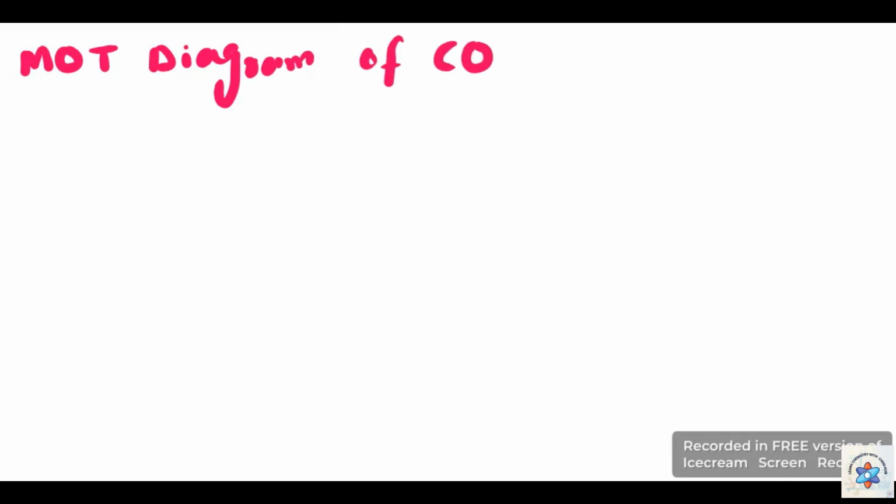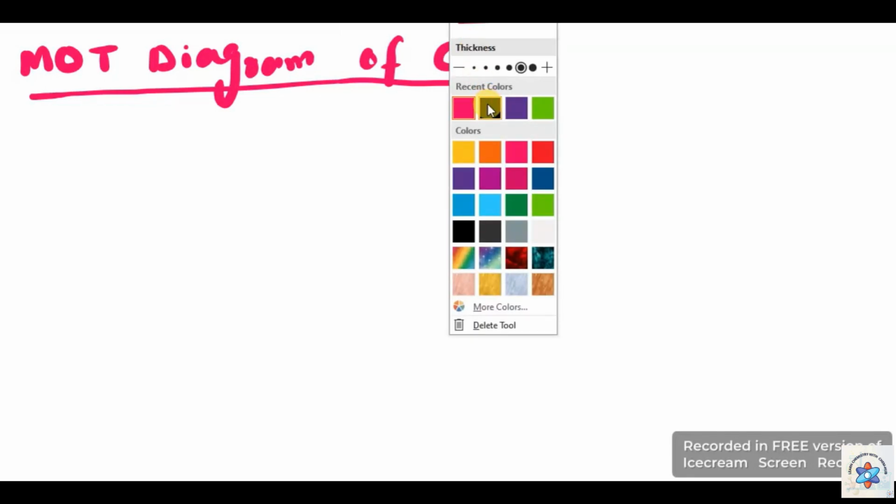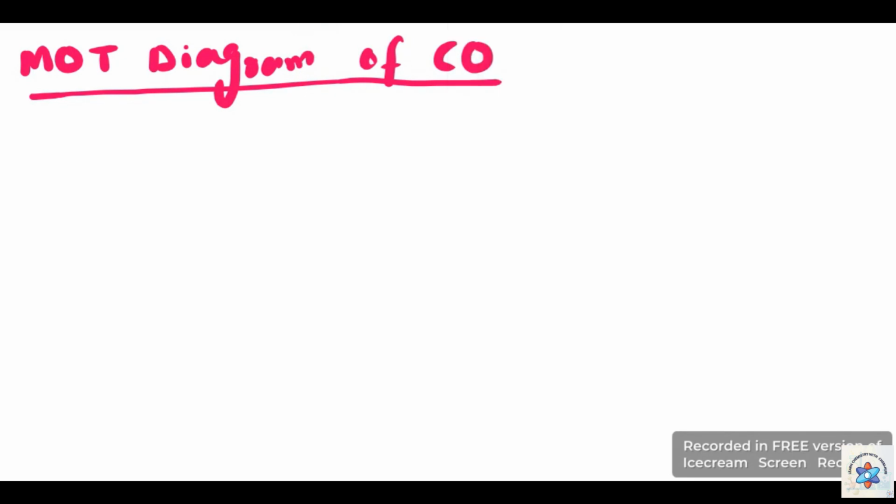Today our topic is the MOT diagram of carbon monoxide. This is the topic we will explain today. First of all, we have to write the electronic configuration of carbon as well as oxygen, and here I will mention them.